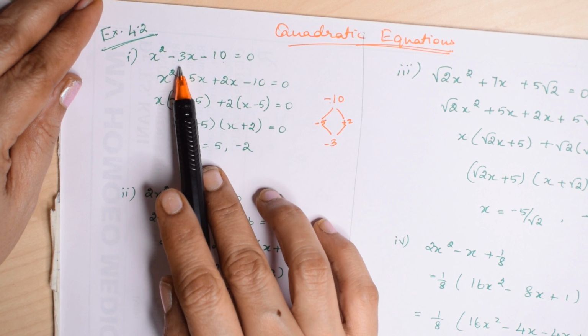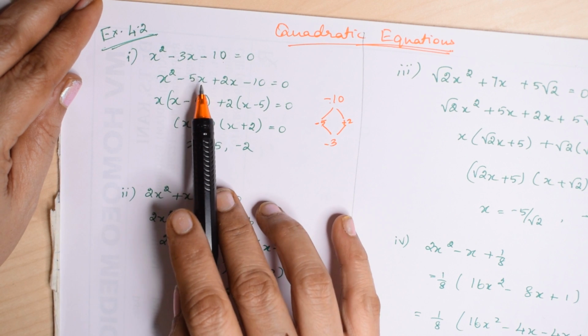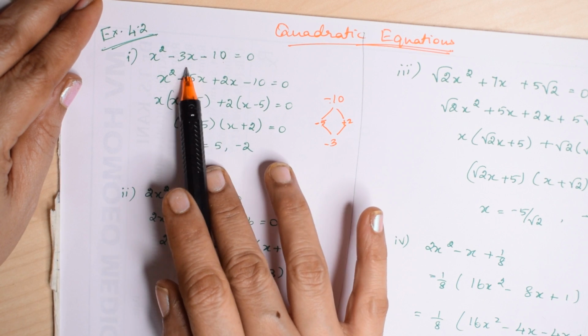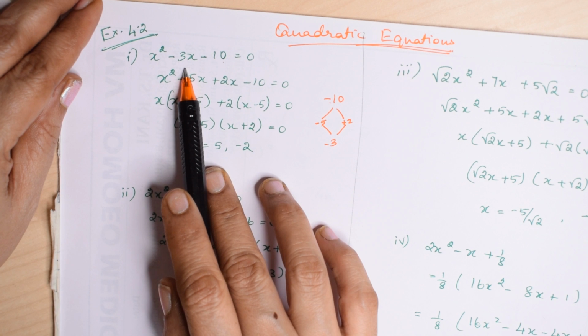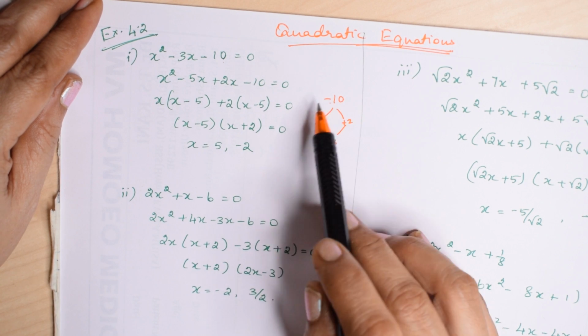If I add this again, it comes to minus 3x. So I am not disturbing the equation. I am just splitting the center term. The center term minus 3x, I am splitting it in that way. And this is how we do it.